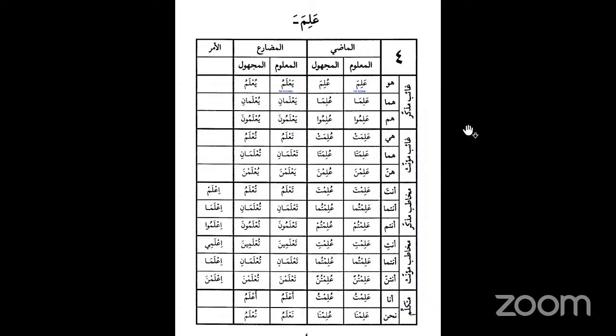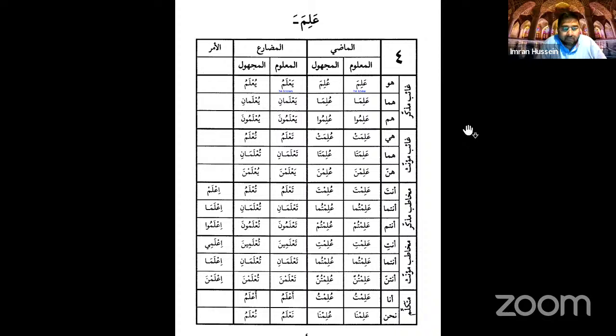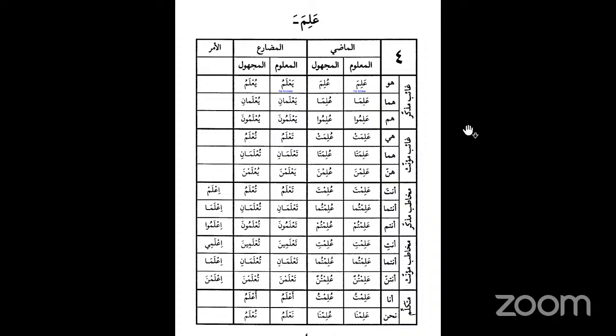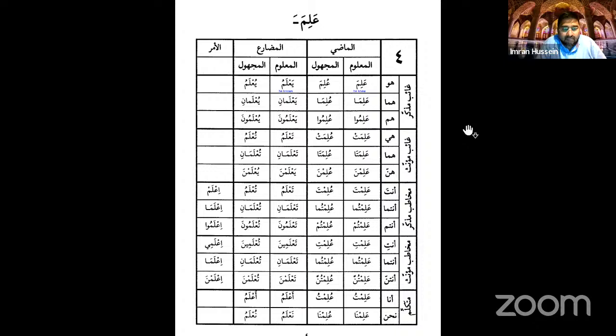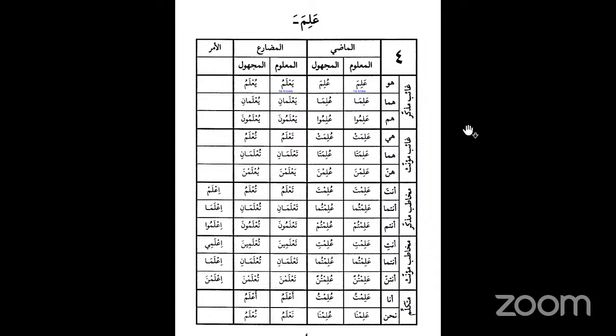Alima, Alimat, Alimata, Alimna, Alimta, Alimtuma, Alimtum, Alimti, Alimtuma, Alimtunna, Alimtu, Alimna. How do you say I knew? Alimtu. We knew. Alimna. He knew. Alima. She knew. Alimat. They all females knew. Alimna. You one boy knew. Alimta. Alimti. What does that mean? You one female knew. Alimtum. You all boys knew. Alimtunna. You all females knew.